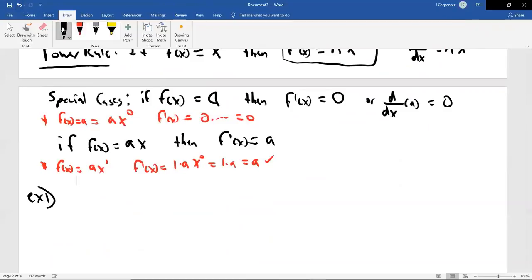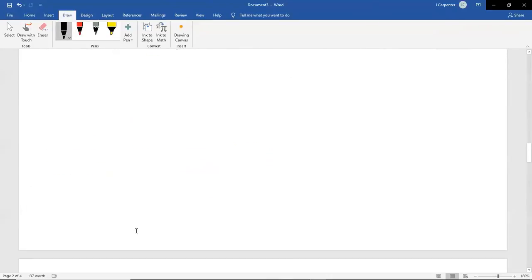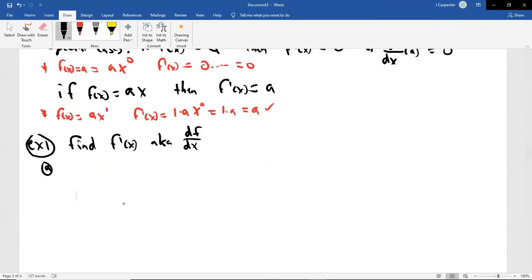Example 1. Find f prime of x, aka df dx. So for A, let me make sure I got plenty of space. Good for now. f of x equals x squared. Every single one of you by now should know that this is 2x.